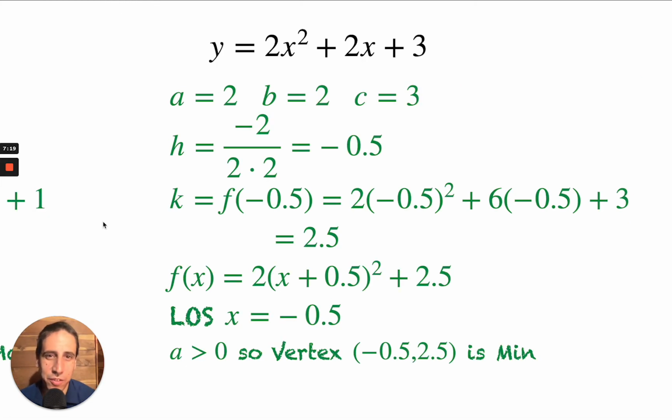All right, so I just finished proofreading all of that, and so we get here, when you plug in the h value, you get the k value here, and then this is going to be f of x is equal to a times parentheses x minus h, and the minus 0.5 turns into a plus 0.5 squared plus 2.5. The line of symmetry is going to be x is equal to negative 0.5, and a is greater than 0, so the vertex is that, and it is going to be a minimum because the a value is greater than 0. So, yeah, there it is.